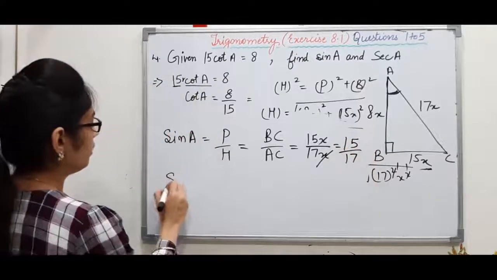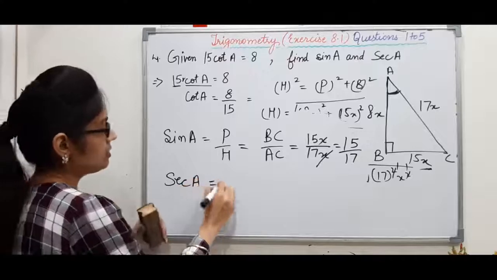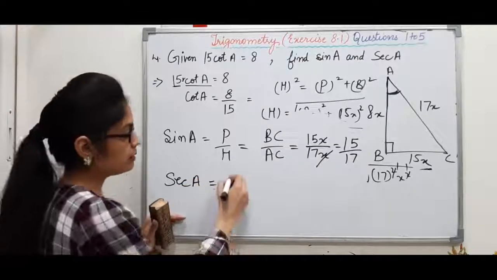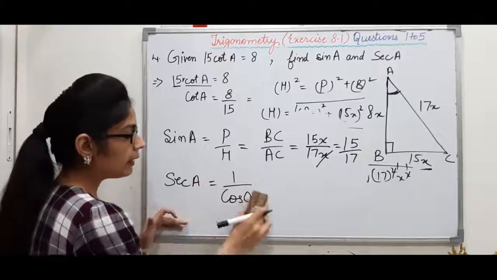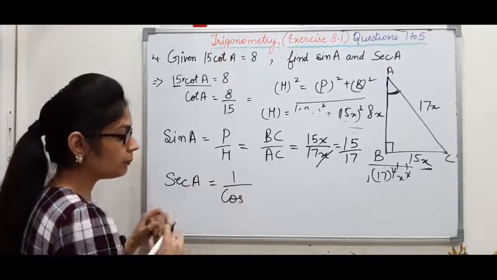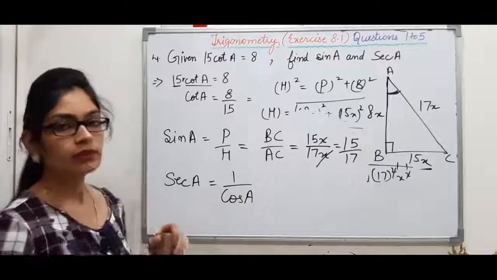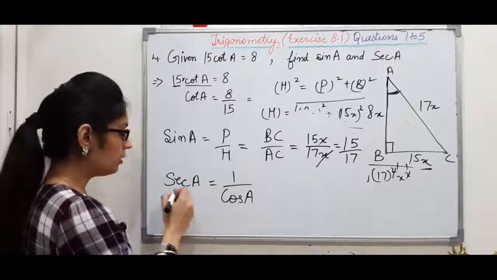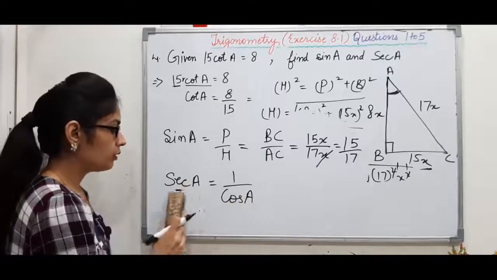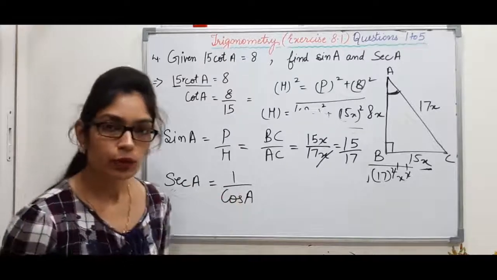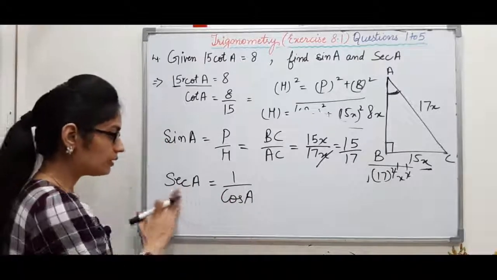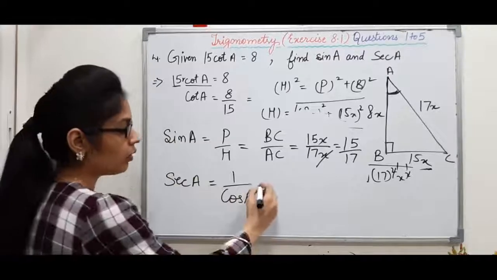Now secant A. Secant theta is a reciprocal of cos theta. Why am I writing this? Because if you remember the values of sine, cos and tan theta, you can easily remember the values of the other three trigonometric ratios also. So secant theta is a reciprocal of cos theta.